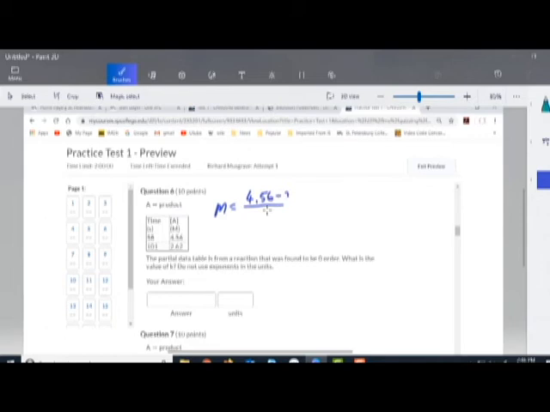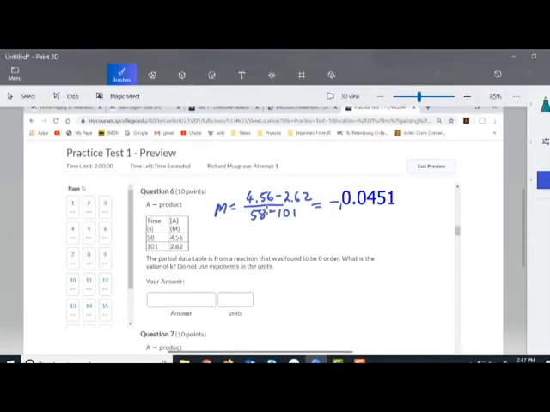minus 2.62 over 58 minus 101. Now this value is going to be negative 0.0451.